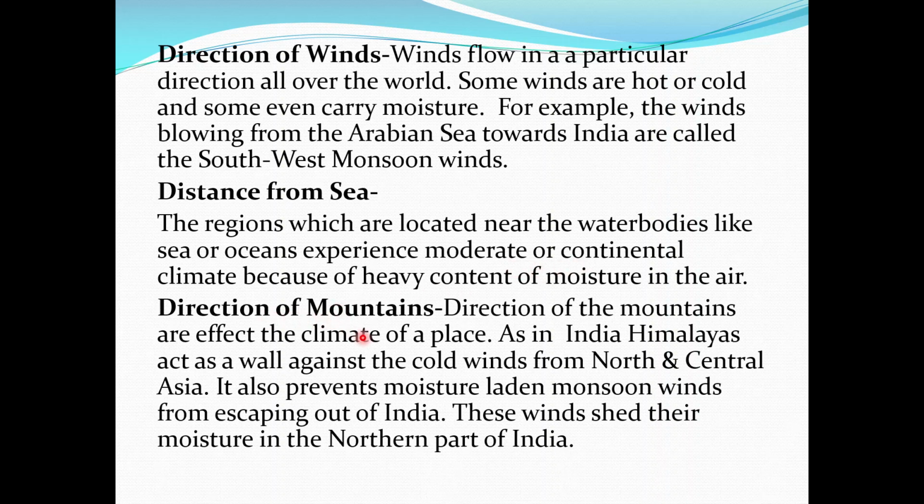Then the direction of the mountains. As you know, the Himalaya is in the north of our country, and it is very helpful for us because it stops the winds coming from Central Asia. And when the moisture-laden winds come from the south, they get stuck at the Himalayas and give rainfall in the northern part. So the direction of mountains also affects the climate of a place.